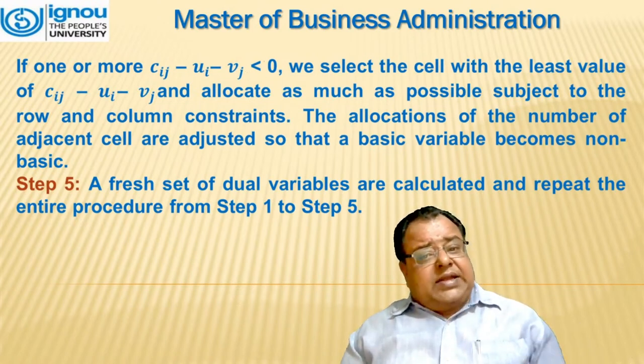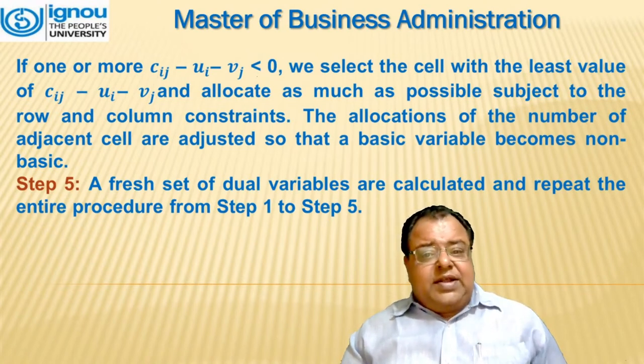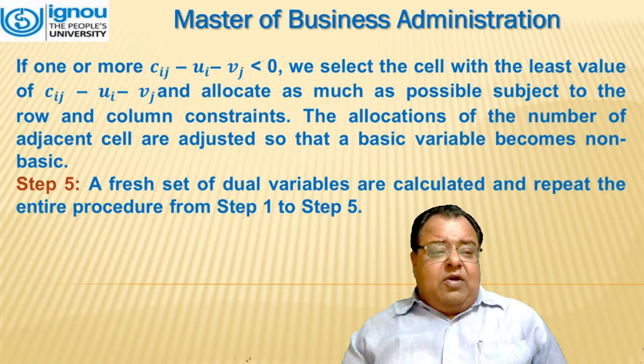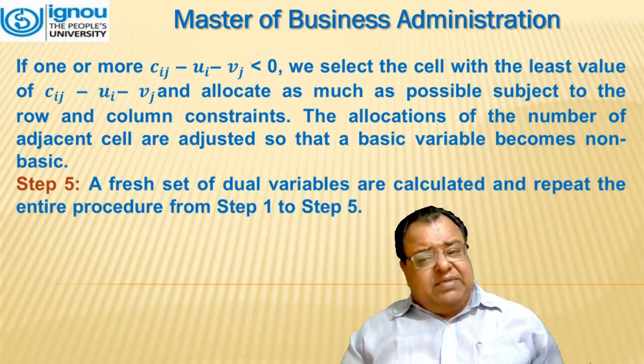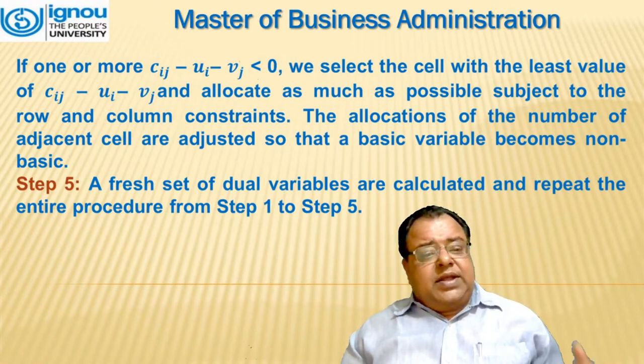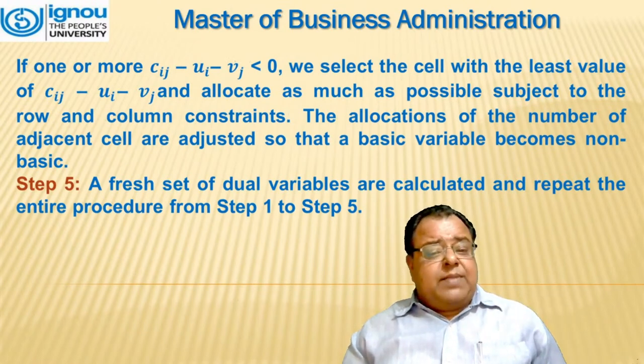and allocate as much as possible subject to the row and column constraints. The allocations in the adjacent cells are adjusted so that a basic variable becomes non-basic. In step 5, a fresh set of u and v variables are calculated and the entire procedure from step 1 to 5 is repeated.